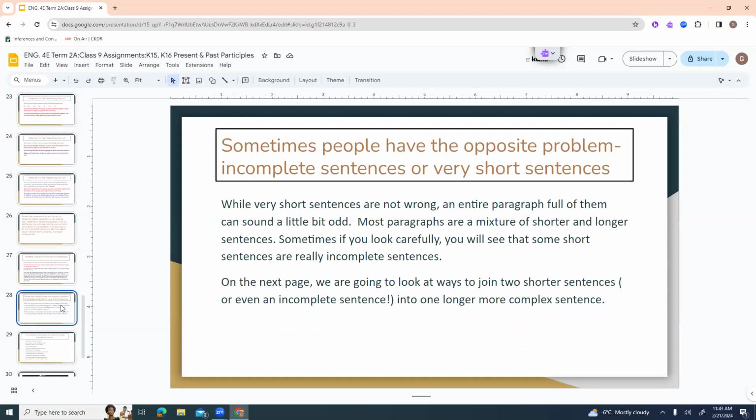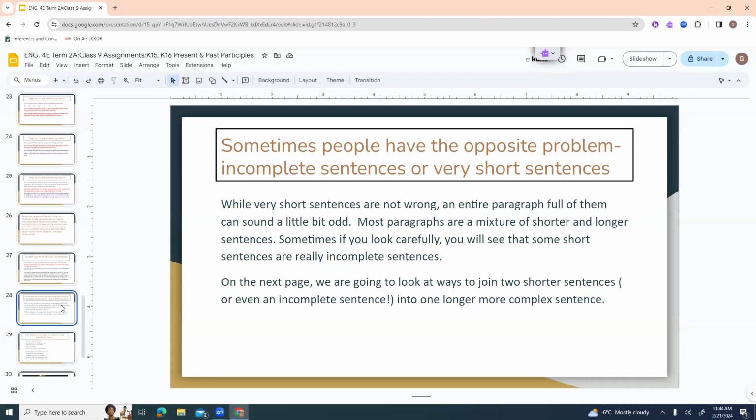Now, sometimes people have the opposite problem, although I'll say this happens less. Some people will write with incomplete sentences or very short sentences. And while short sentences are not wrong, an entire paragraph of them sounds a little bit odd, almost like a drum beat, like dum, dum, dum, dum, dum. Because most paragraphs are more like a song. There's a mixture of shorter and longer sentences, and it sounds like a melody instead. And sometimes if you look carefully, you will see that some short sentences really are just incomplete sentences and you didn't notice, right? So on the next page, we're going to look at two ways to join two shorter sentences.